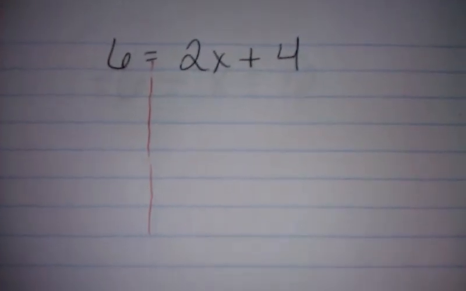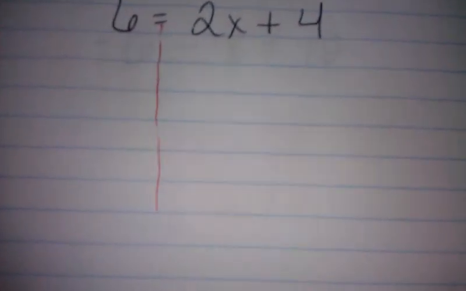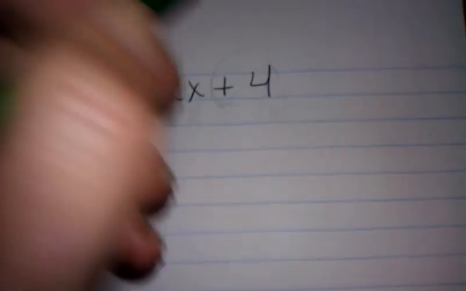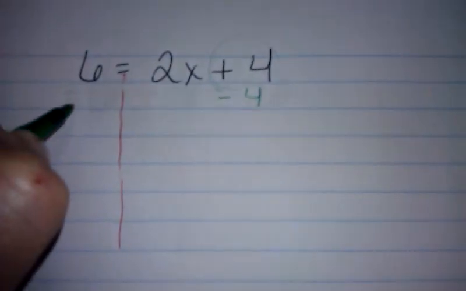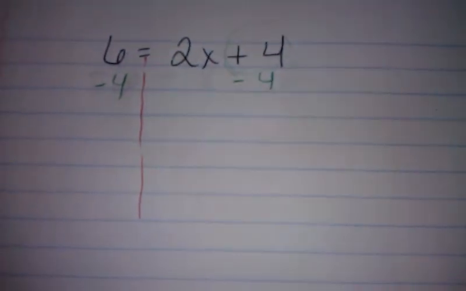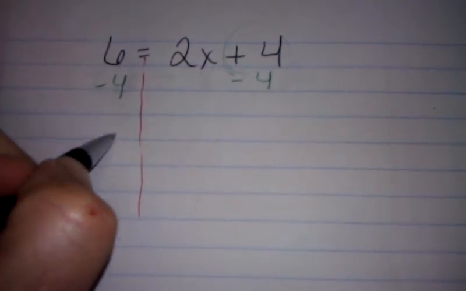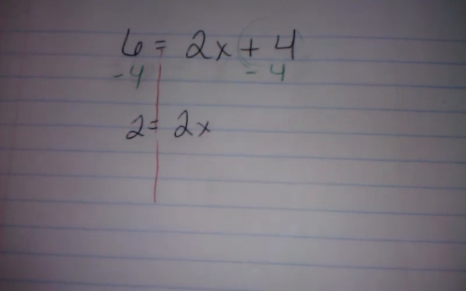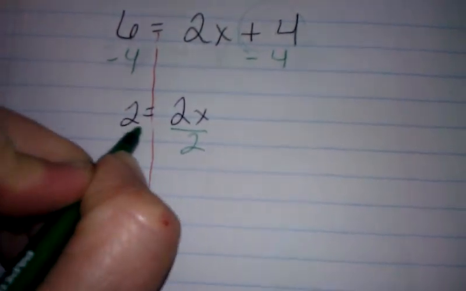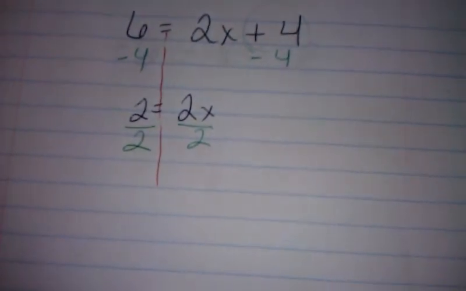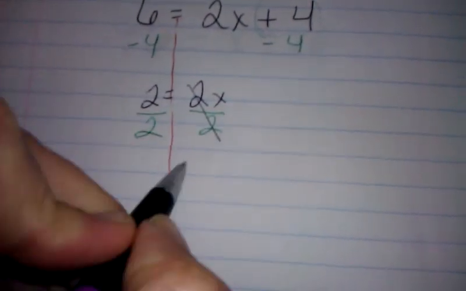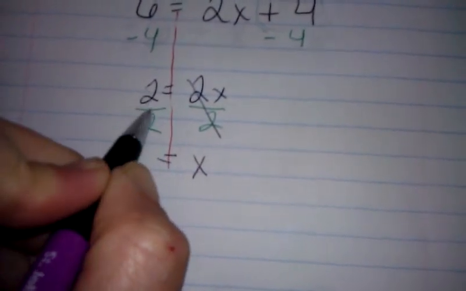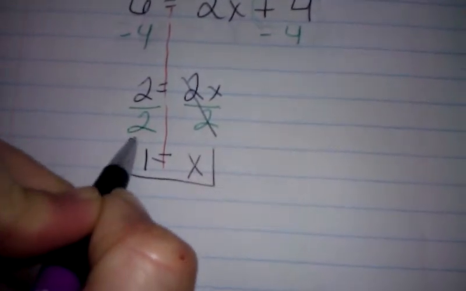Draw my dotted line. I know it's on the other side, but it still doesn't matter. I have 6 equals 2x plus 4. Okay, I need to move this plus 4, so I'm going to subtract 4 from each side. I get 6 minus 4 is 2, and that equals 2x. I'm going to divide by 2. These cancel. X equals 2 divided by 2 is 1.